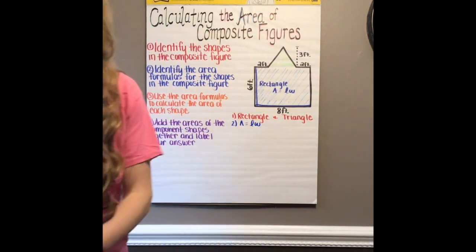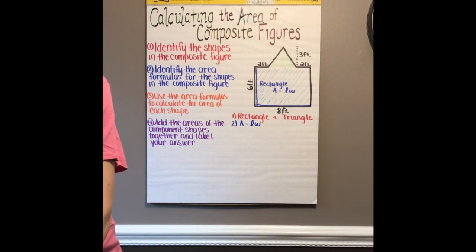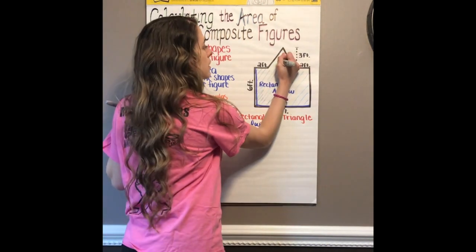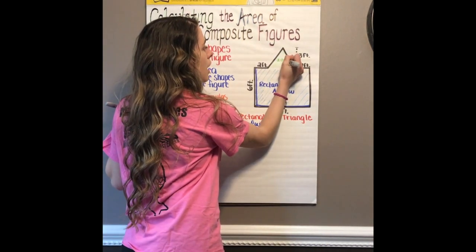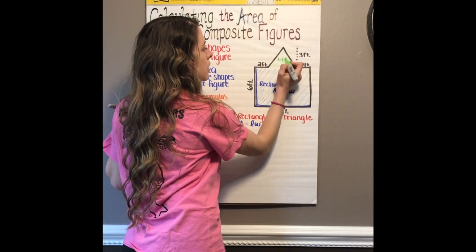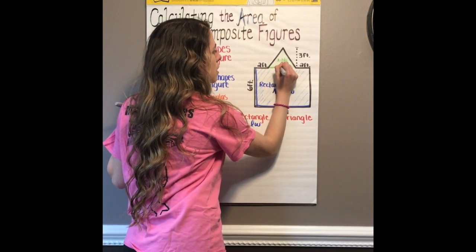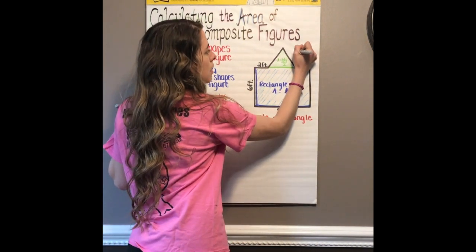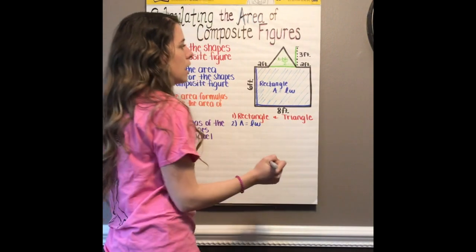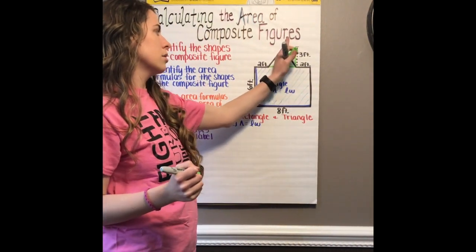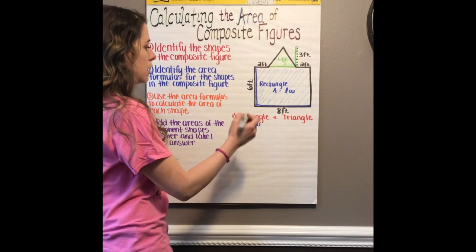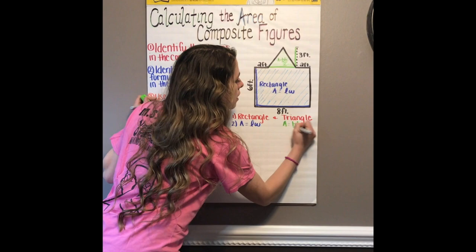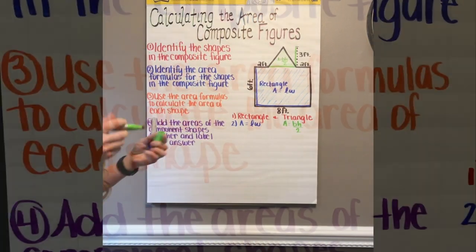For a triangle, I need to multiply the base times the height and divide by 2. So the base is the bottom of the triangle and the height is a straight line either drawn next to the triangle or sometimes you'll see it drawn through the triangle. So for the triangle I have to do base times height divided by 2.